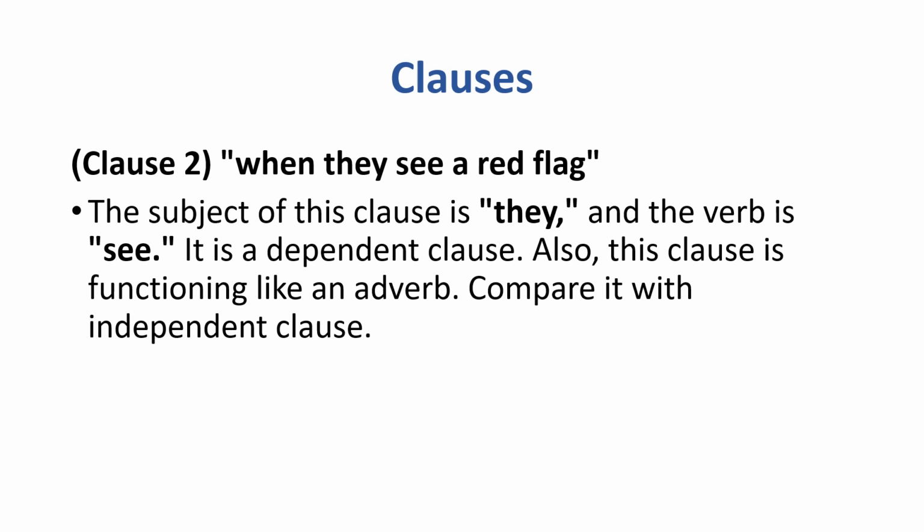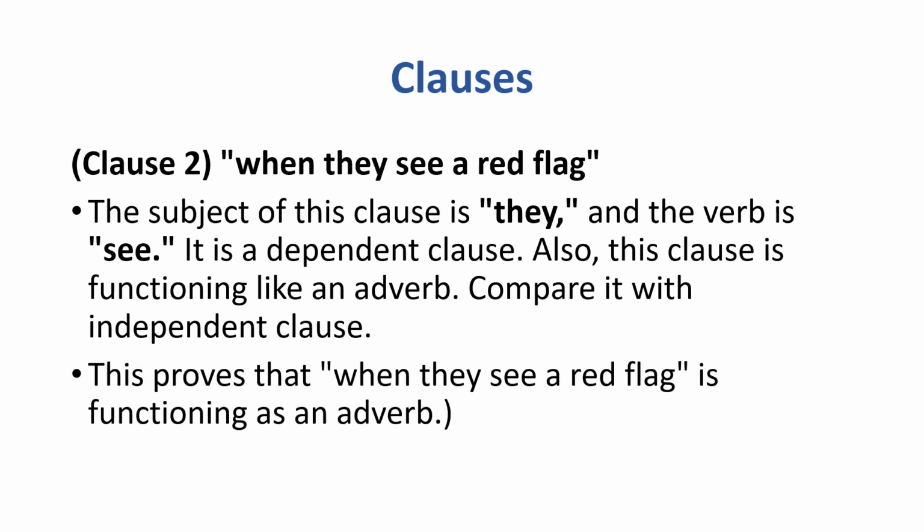And clause 2 is when they see a red flag. The subject of this clause is they, and the verb is see. So they is present and see is present, and it is a dependent clause because it cannot stand independently. Also, this clause is functioning like an adverb. Compare it with the independent clause. This proves that when they see a red flag is functioning as an adverb.